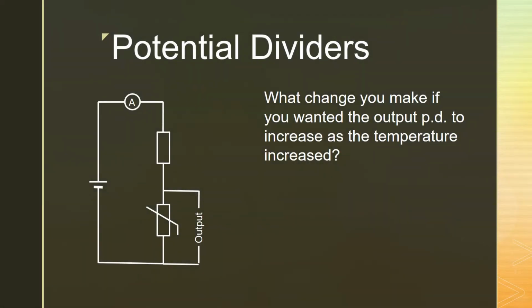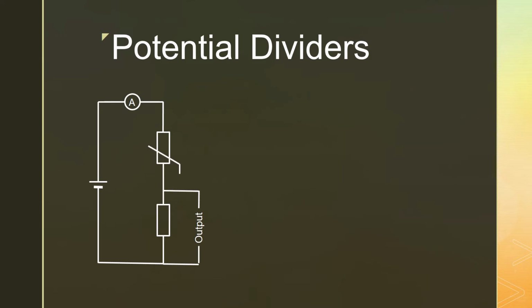So here's that question again. What change must you make if you want the output PD to increase as the temperature increases? The answer here is to effectively swap round the two resistors. So if we move this across, now we've got our thermistor here and our normal resistor here. Why is that going to make a difference?